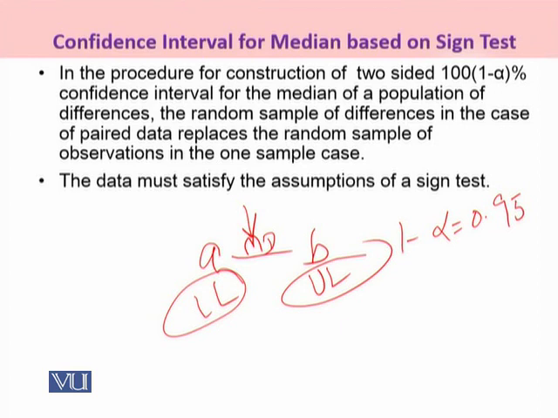The random sample of differences in the case of paired data would replace the random sample of observations in the one sample case. Why? Because students, if you remember, whenever we talk about related samples, we usually consider Di as Yi minus Xi. So we convert the related samples, that means the two samples, into a single sample, that is Di. The data must satisfy all the assumptions considered under the sign test, because we are going to construct the confidence interval for the sign test.